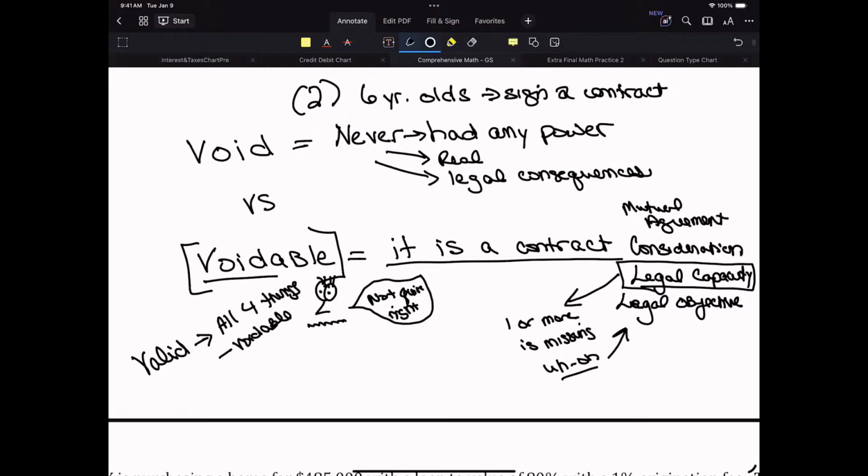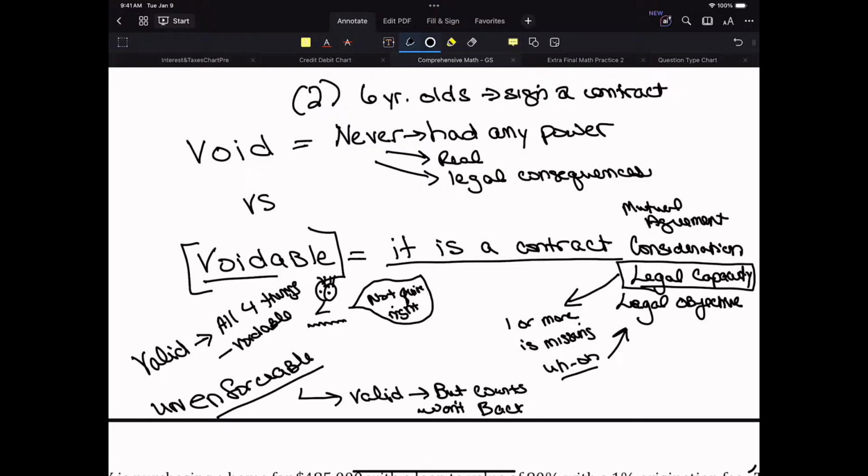Somebody asked me, well, first, are we good with that one? Somebody let me know if I need to go over void versus voidable, which is different than unenforceable. Now that means it is valid, but the courts won't back you up. It has no legal oomph behind it. There you go. I don't know how else to say that.